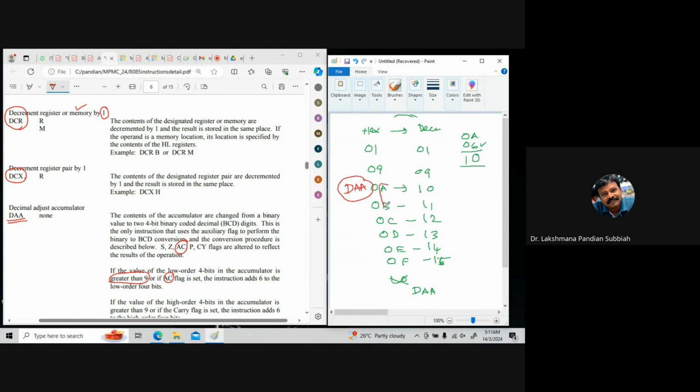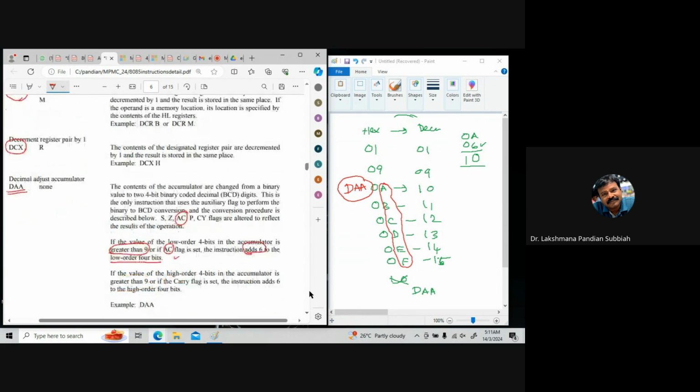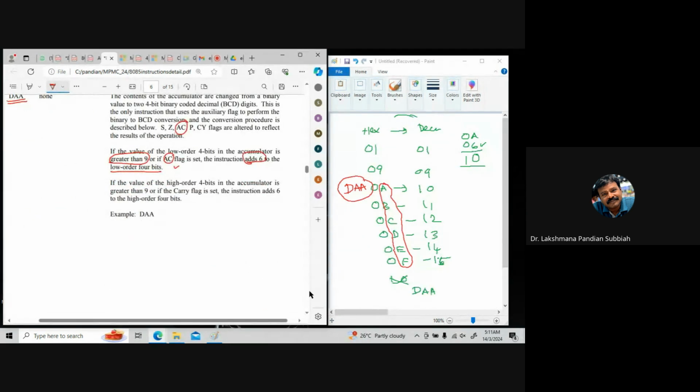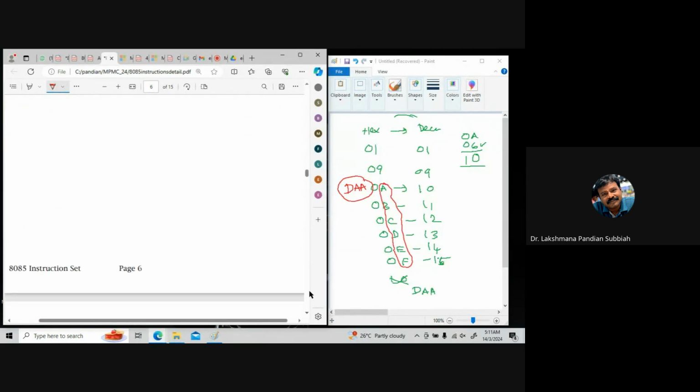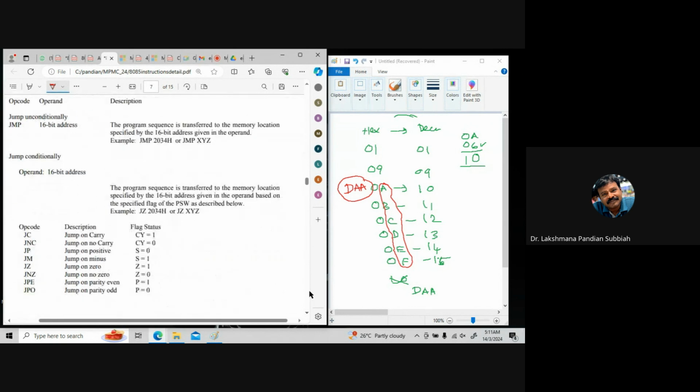For A, B, C, D, E, F, we add 6. The instruction adds 6 to adjust the lower bit, and then we get the result in the proper form. Okay, continue now.